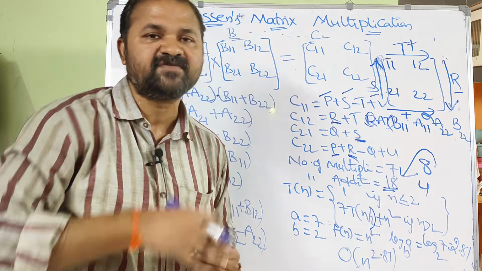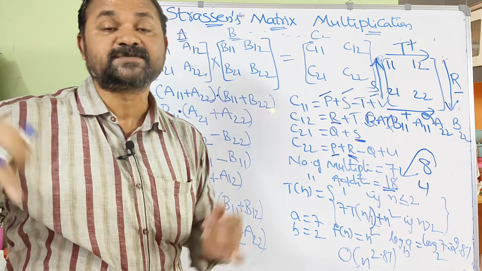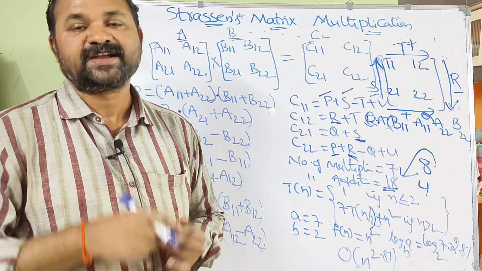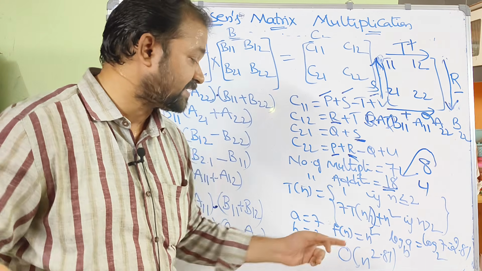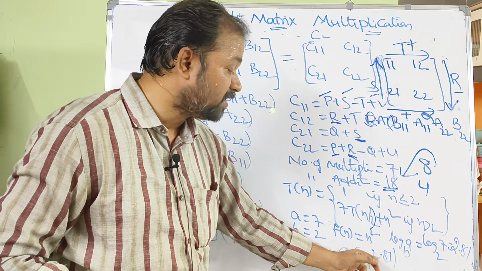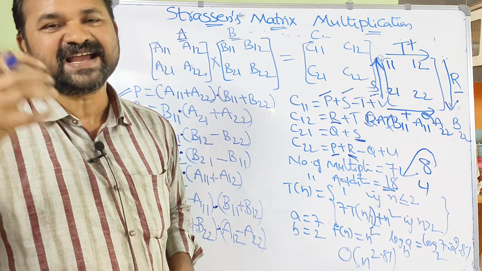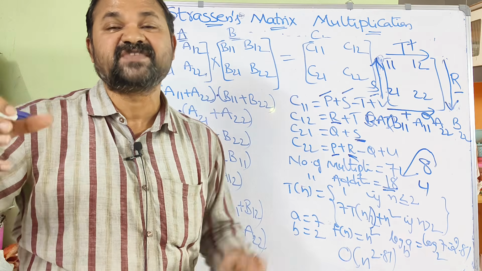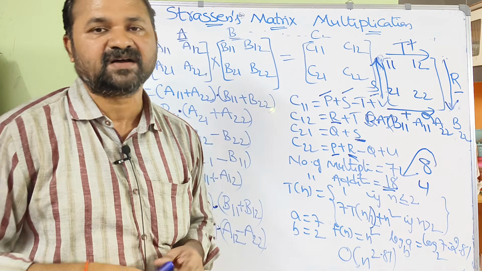Whereas if you observe the previous two, there the time complexity is big O of n cube. In the conventional method, and in divide and conquer, the time complexity is n cube. That n cube is reduced to n power 2.81. So this is the advantage. Strassen's multiplication is much faster when compared with the first two approaches.